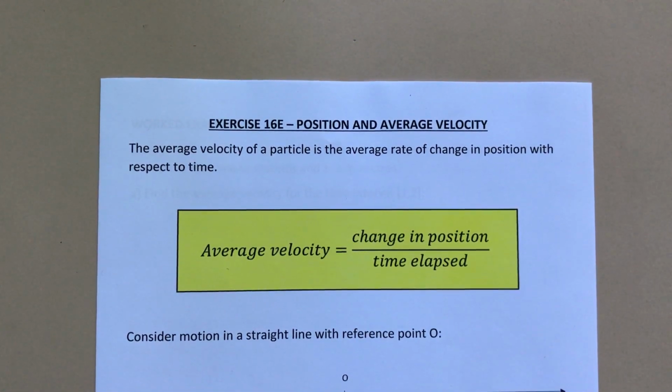So today's lesson, we're looking at the last chapter, or the last exercise in chapter 16. It's position and average velocity. So just while we start to talk about a couple of the bits at the beginning here, let's think back to what Reese just did in his demonstration for us just then.